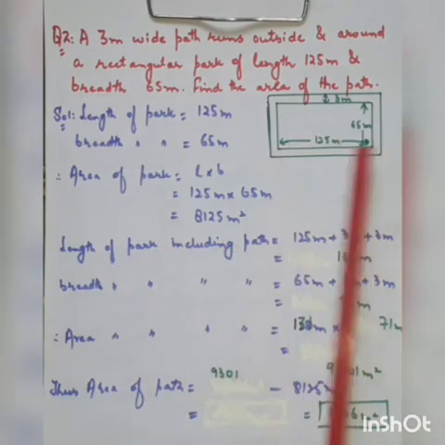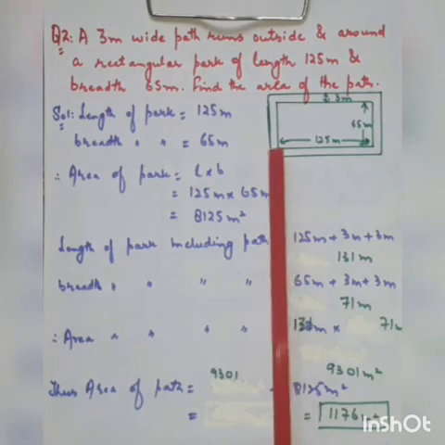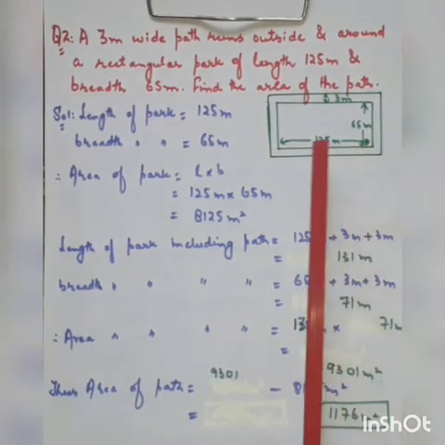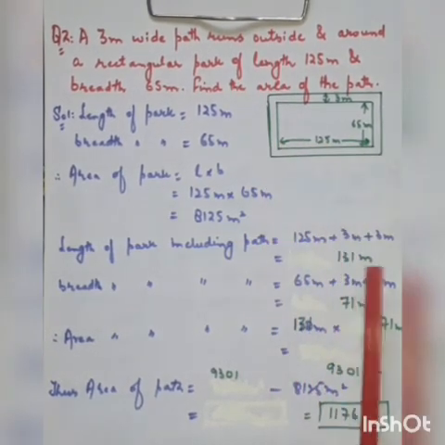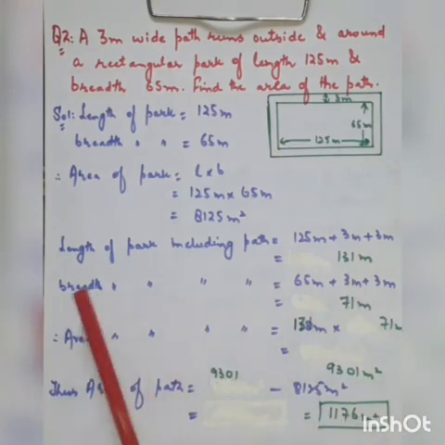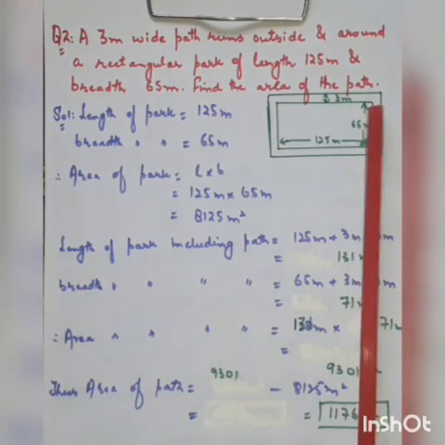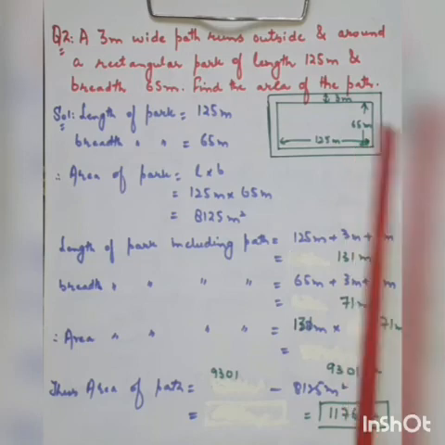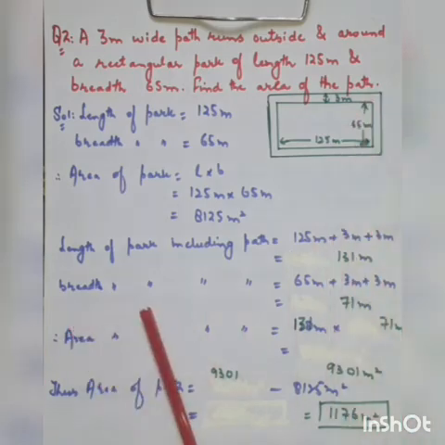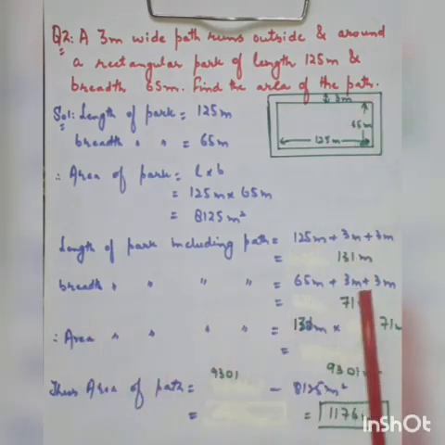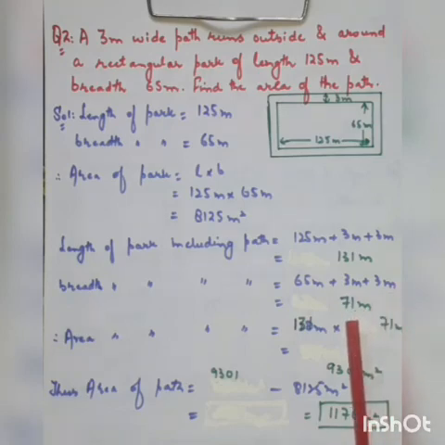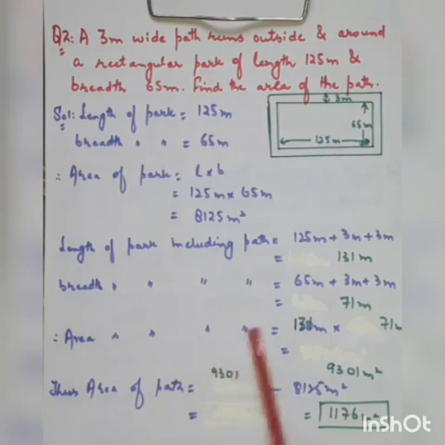The length of this park including path, that means from here also 3 meter more and from here also 3 meter more. It means 125 plus 3 plus 3, that is 131 meters. Then breadth of park including path, breadth is this 65 meter plus 3 from here and 3 from here also, so breadth of the park including path is 65 meter plus 3 meter plus 3 meter, that is 71 meters.